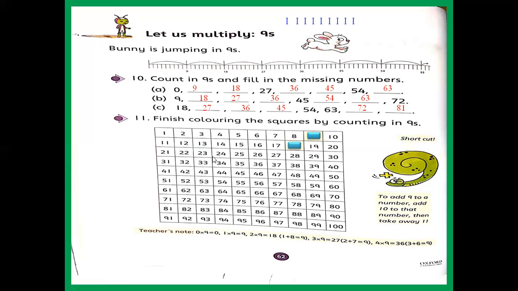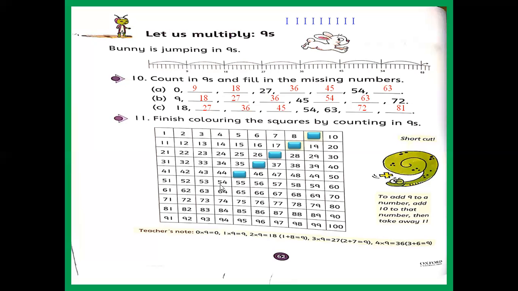1, 2, 3, 4, 5, 6, 7, 8, 9. On 27, the 9 is coming, so color this box. 1, 2, 3, 4, 5, 6, 7, 8, 9. On 36, color this box. 1, 2, 3, 4, 5, 6, 7, 8, 9. On 45, it means 45 comes in the table of 9. So color this one.